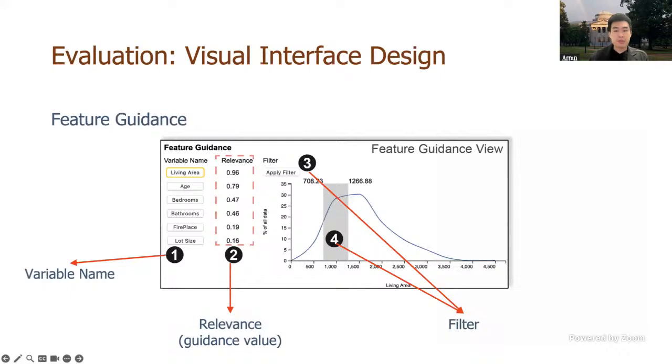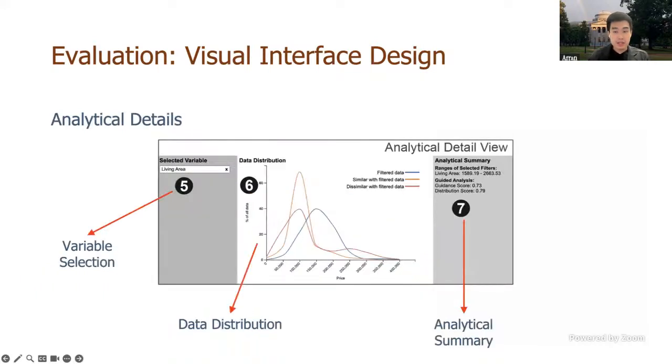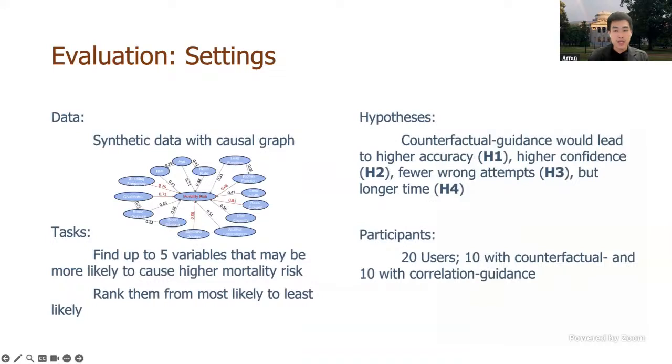Well, for evaluation, we built a prototype with two views. One shows guidance information like the overview of guidance values between variables. Another view shows analytical details like detailed guidance values with different subset distributions. And we generated a synthetic healthcare dataset based on a ground truth causal graph, and provided causal relationship judgment tasks for users. We hypothesized different performance between the two guidance techniques. Like we assume counterfactuals may lead to higher accuracy, higher confidence, fewer wrong attempts, and longer times. And we conducted the study with 20 users, 10 with counterfactual and 10 with correlation guidance.